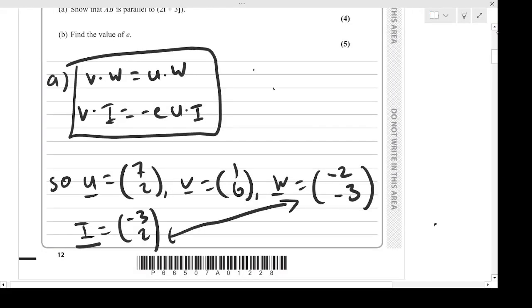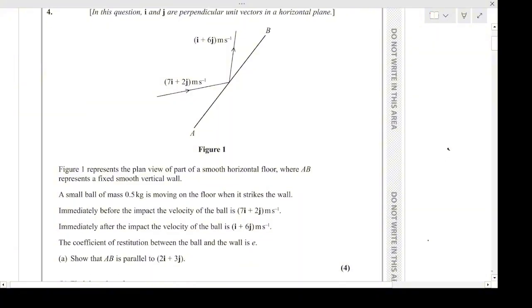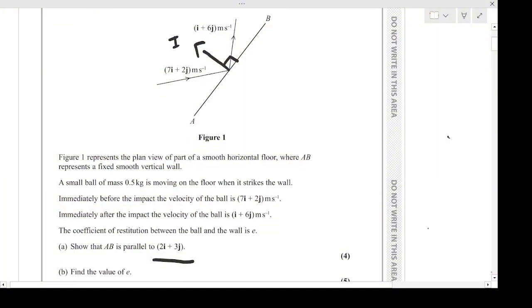Now, remember the question wants me to show that the wall AB is parallel to this, so it has the same sort of direction vector. Remember, impulse is always perpendicular to the surface. So impulse here is perpendicular to the wall AB. So impulse has to be perpendicular to the wall. So if you think about it, if this is the vector AB, then there have to be perpendicular vectors.